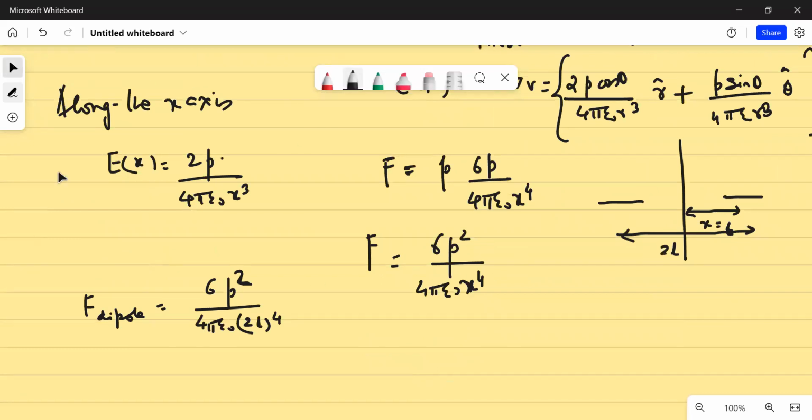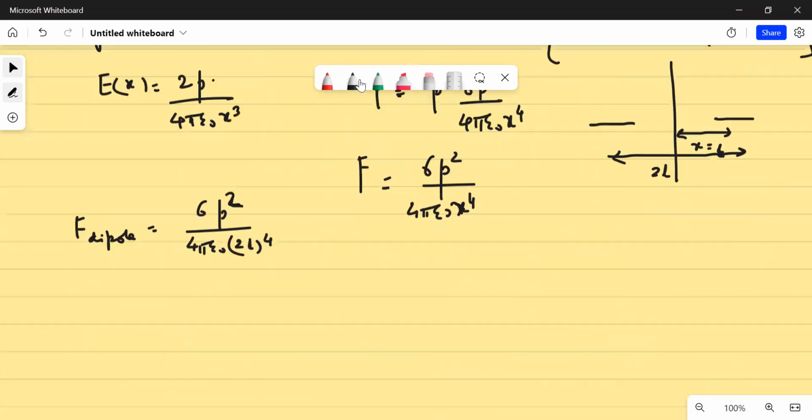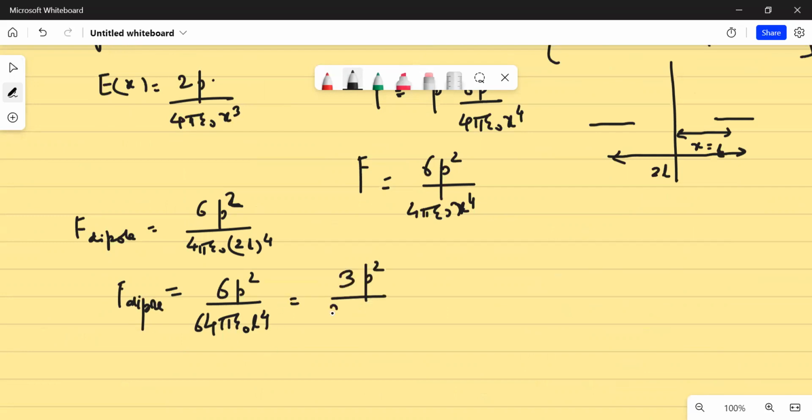Look, what we had to find was the force on the dipole. The force arises because of this other dipole, and this dipole is placed at a distance 2L. Is that clear? Yes. So it will be 6p square, and this is 16, 16, 4, 64 pi epsilon naught L cube. So the force on the dipole is given by 3p square divided by 32 pi epsilon naught L cube. Is that clear?